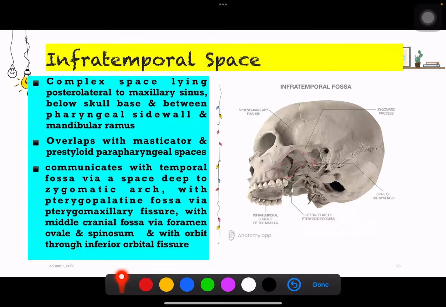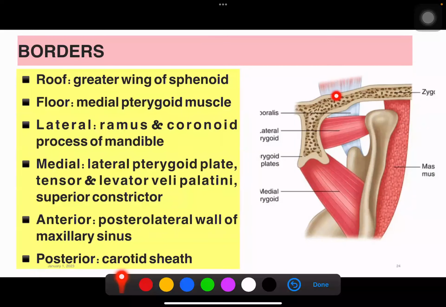The infratemporal space, we have mentioned it earlier. As we said, it is connected to the temporal fossa via the space between the zygomatic arch and the side of the skull, and connected to the pterygopalatine fossa via the pterygomaxillary fissure. The medial boundary is the lateral pterygoid plate. Again, the greater wing of the sphenoid, the lateral pterygoid plate, the floor by the medial pterygoid muscle, and the lateral boundary, the ramus of the mandible and coronoid process.